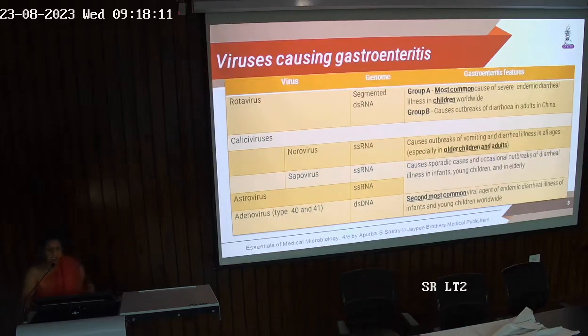So can you once again say the names of the viruses? Team A. Everyone together. Second, third, and fourth. Yes. So adeno is the second most common cause of endemic diarrheal illnesses in infants and young children worldwide. And amongst adults, which is the most common virus? Written there, adults, norovirus. In older children and adults? Yes.